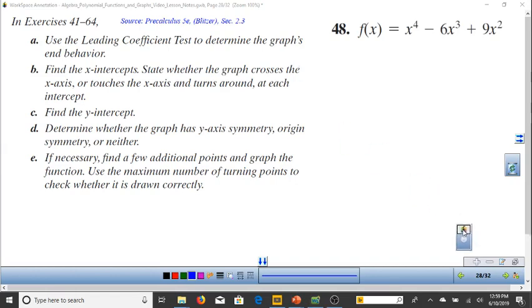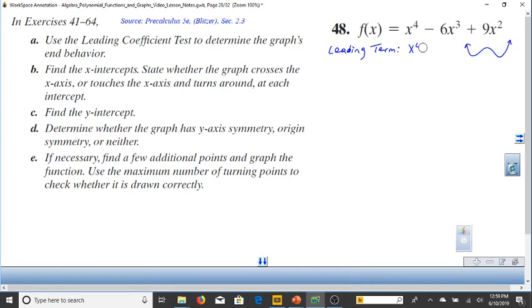F of x equal to x to the 4 minus 6x cubed plus 9x squared. So with this one, we're going to have to do a little factoring again. The leading term is x to the 4. So we know that the graph is going to open upward, and it's probably going to have at most 3 turns. At most, it may have only 1. We know it must turn at least once because it's ending where it started, so it must turn somewhere.